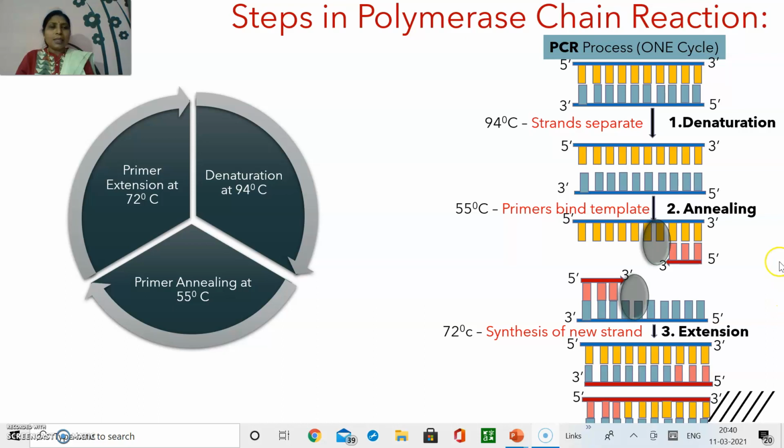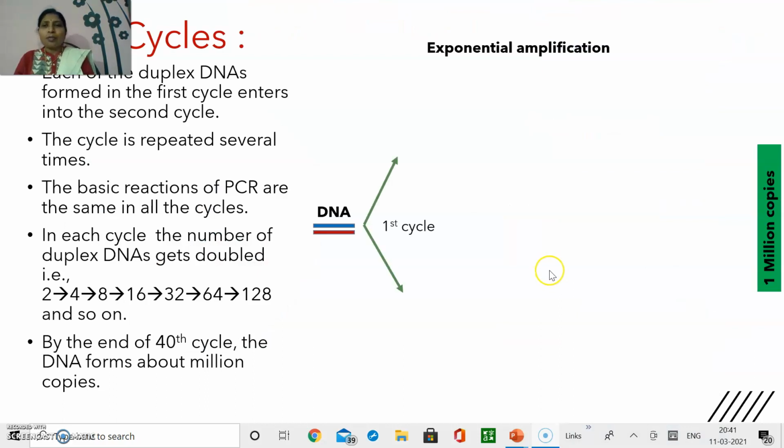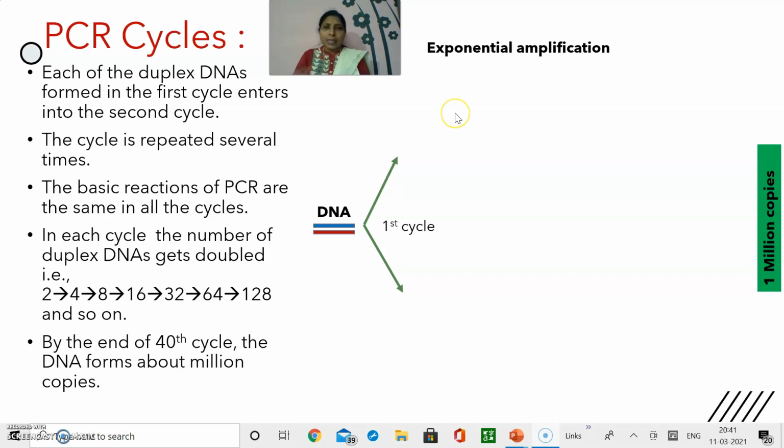This extension will result in the formation of two daughter strands of DNA. It means that at the end of one cycle of DNA polymerization, the single copy of DNA will form two strands of DNA. Each strand which has been formed as a result of a single cycle will be entering the second cycle. So a single DNA molecule as a result of the first cycle will form two DNAs.